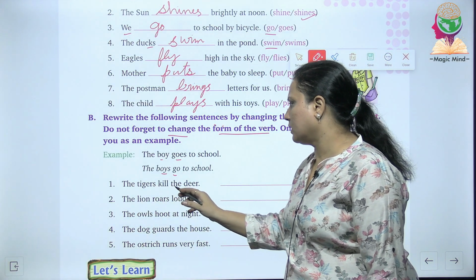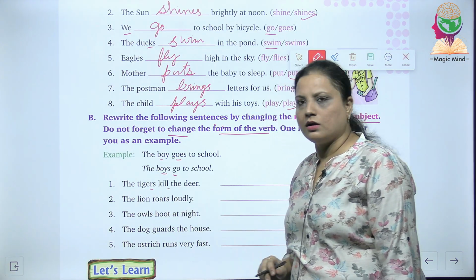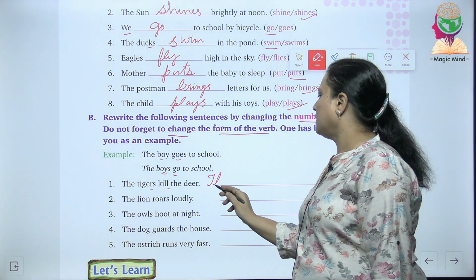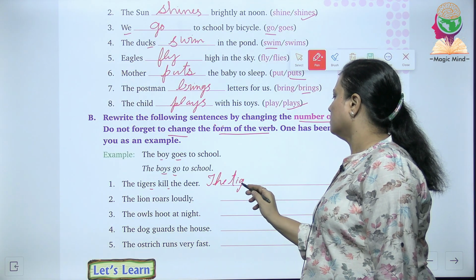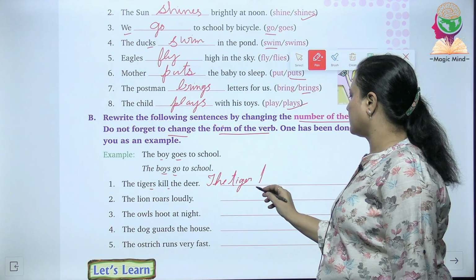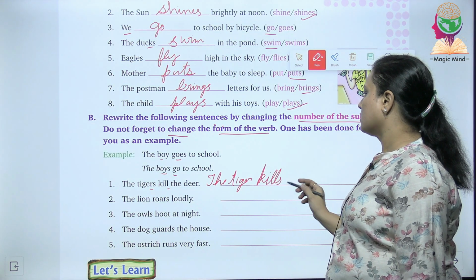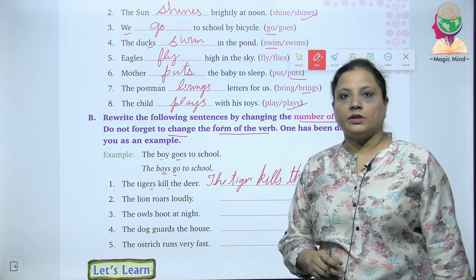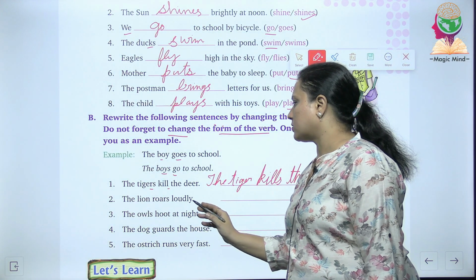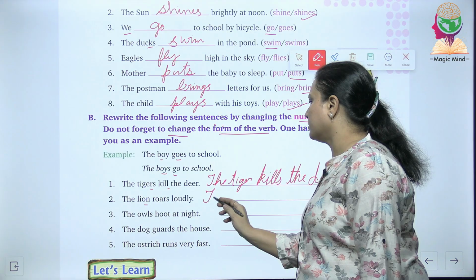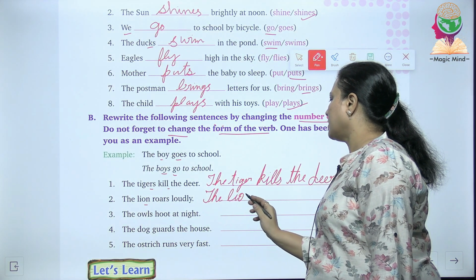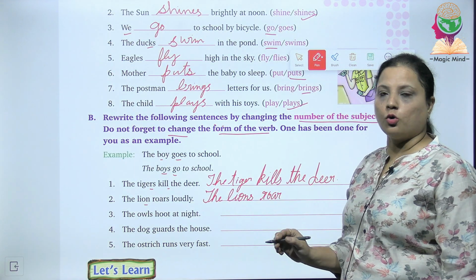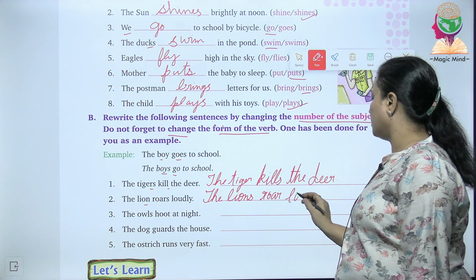The tigers kill the deer. Now remember, S is here, no S here. Now we'll change the tigers to the tiger. Kill gets changed into kills. The tiger kills the deer. Then the second one, the lion roars loudly. We will change the lion into the lions, and when I am writing lions, the roars will change into R-O-A-R, roar. The lions roar loudly.